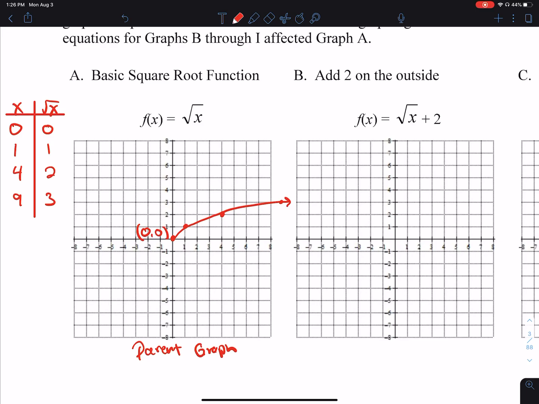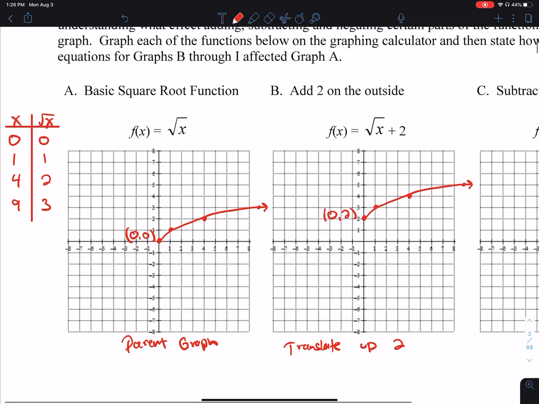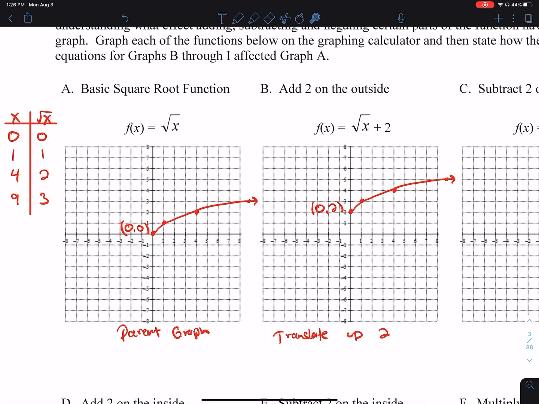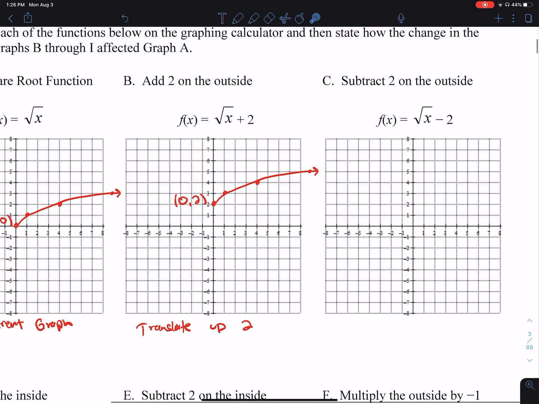What would happen if I took this function and I added a 2 to the outside? How would that affect the graph? Let me tell you exactly what would happen. It would move the graph up like this, where the vertex is now at (0, 2). That would translate the graph up 2. Now you can look at that equation and try to come up with a conjecture of what it is about this that makes it translate up 2. We'll talk about that explicitly here in a moment.